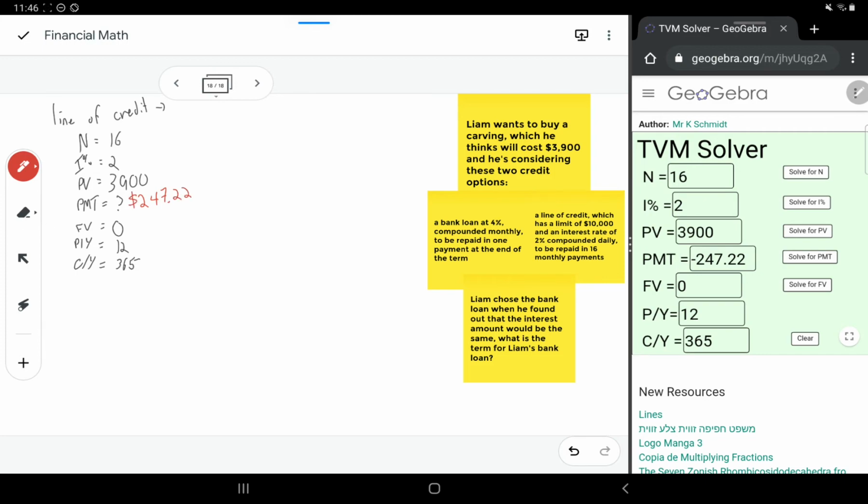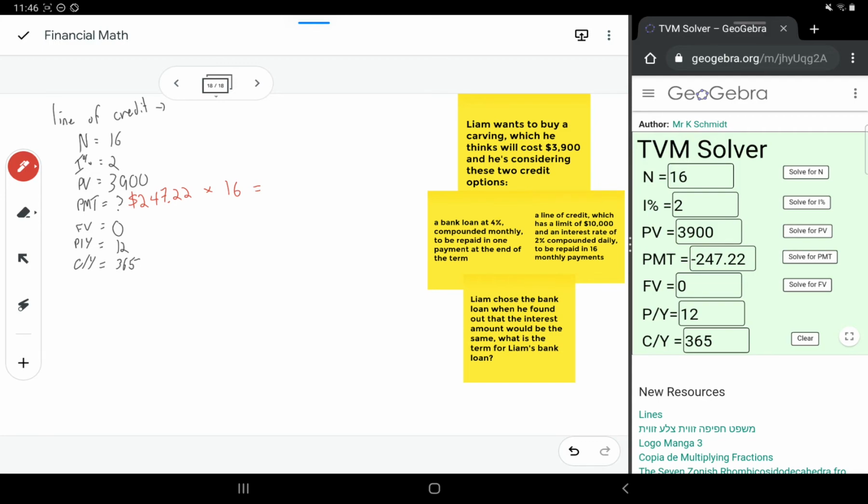So we know that this is the payment that is made every month, and we know that there are 16 months of payments to be made. So if we multiply those together, we'll get the total payments, or the total amount that was paid, so that we can use that to find the interest.